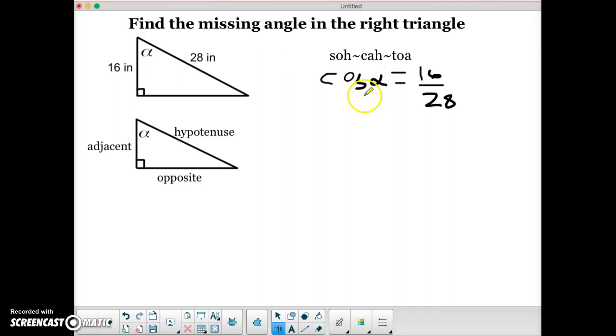So what I'm going to do is I'm going to take the cosine inverse of both sides, like this. So the cosine inverse of cosine alpha, and I symbolize cosine inverse with a little -1 sign up there. So cosine inverse of cosine alpha is going to be the same as cosine inverse of 16 over 28.